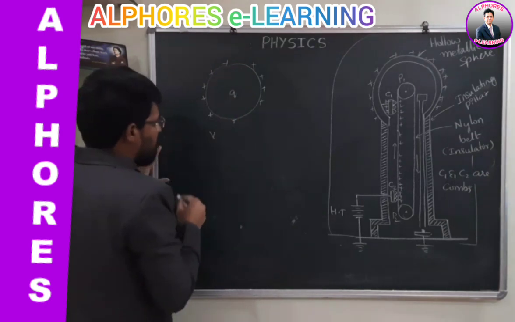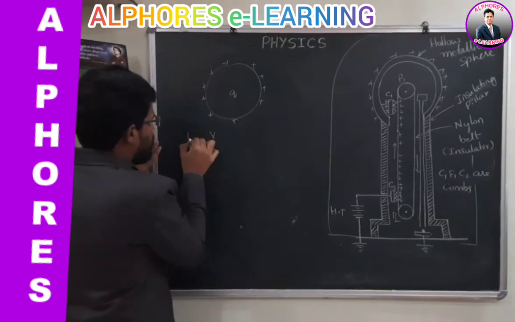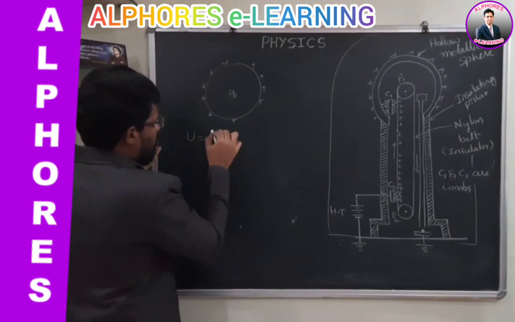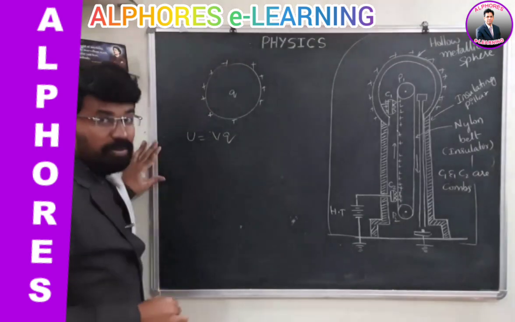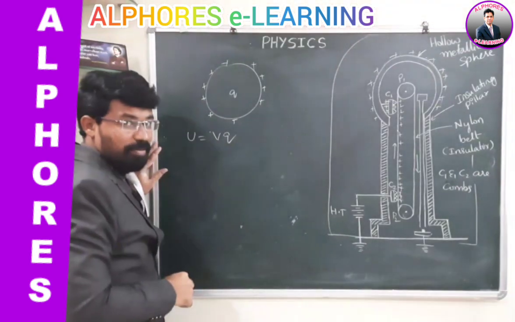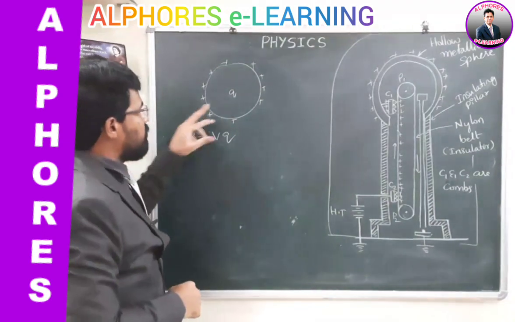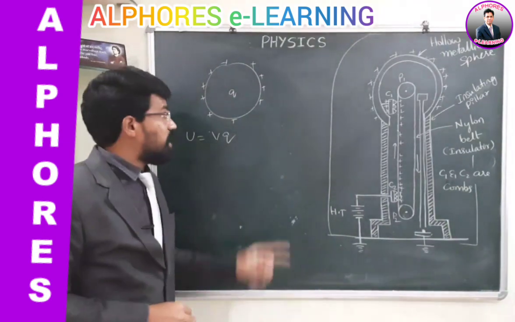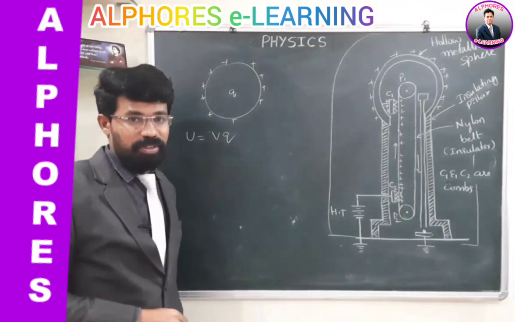It will have some potential energy. How can you write the expression for that potential energy? U is equal to V into Q, potential into charge. So this is how it can be written. Now this has some potential energy, whatever charge is present inside this sphere, isn't it?